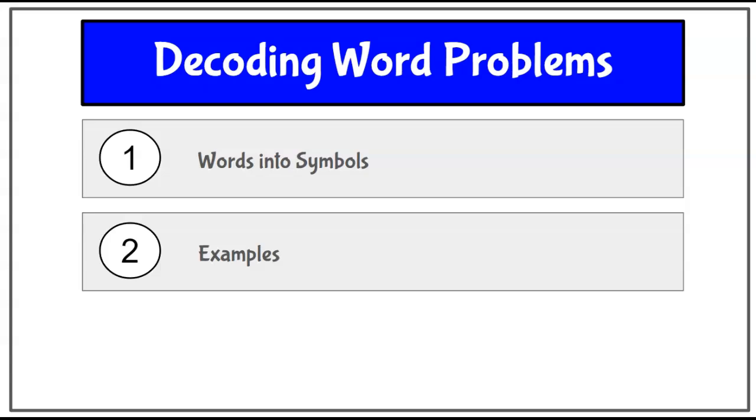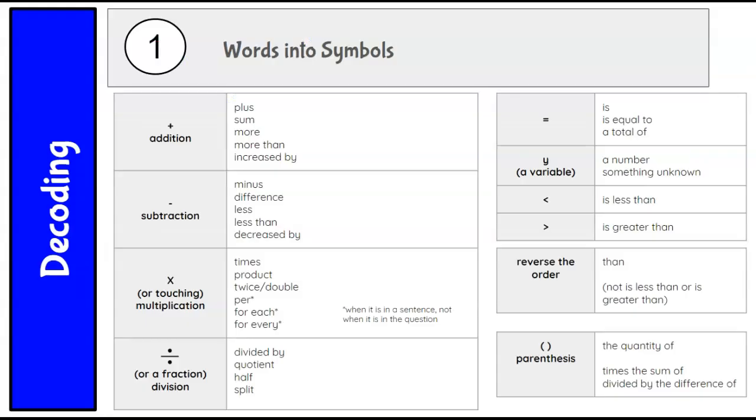In this lesson, we're going to look at how to decode word problems. First, we're going to talk about words and the symbols that translate to them, and then we're going to look at several examples. Let's take a look first at how to translate words into symbols.